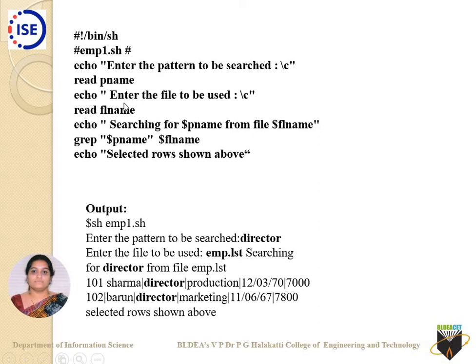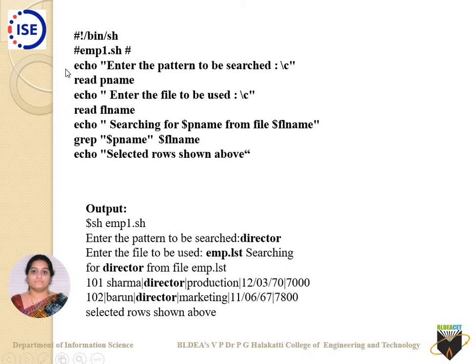Read p name, echo, enter the file to be used. From which file do you want to search this particular pattern? Read fl name. So this p name will be searched from this fl name. Then echo, searching for $p name. What do you mean by $p name? The value of this variable will be replaced here. Keep that in mind.